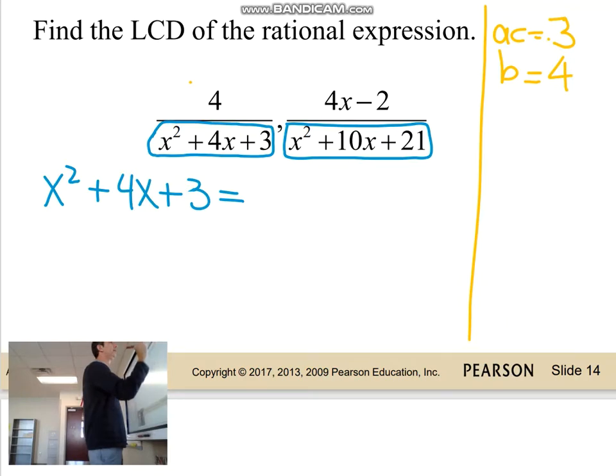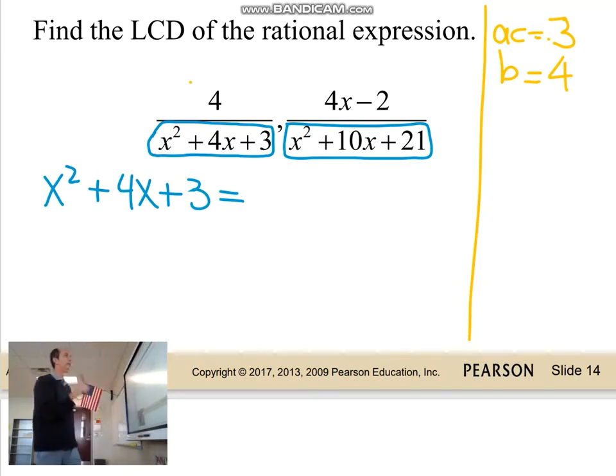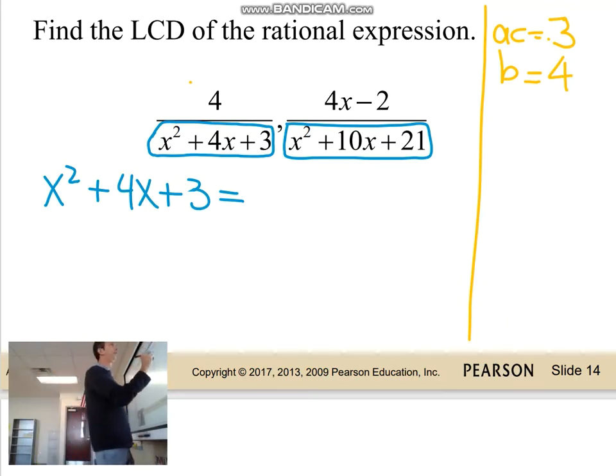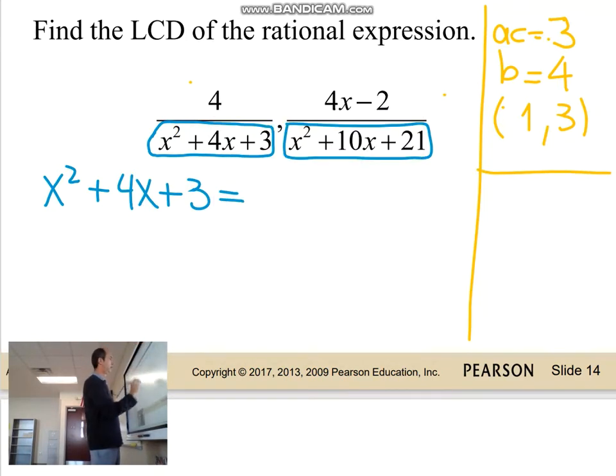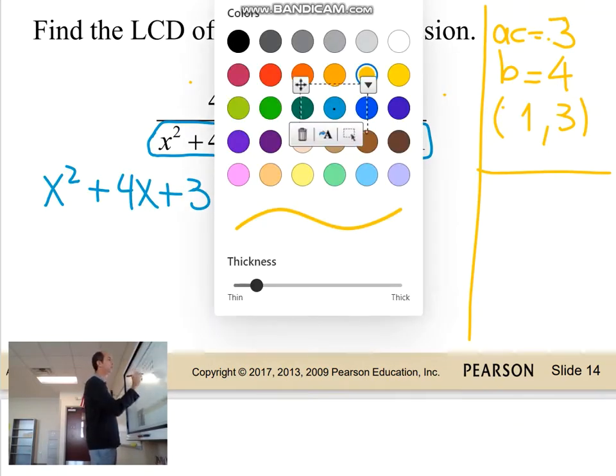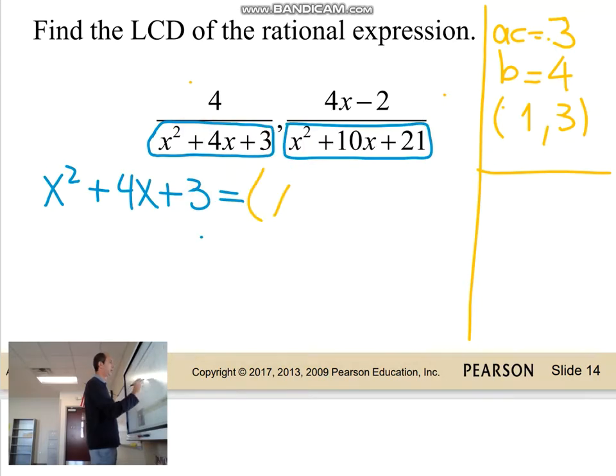So we need 2 numbers whose product is equal to 3 and whose sum is equal to 4. The pair of numbers is going to be 1 and 3, right? 1 times 3 is 3, 1 plus 3 is 4. We can factor it: x plus 1 times x plus 3.